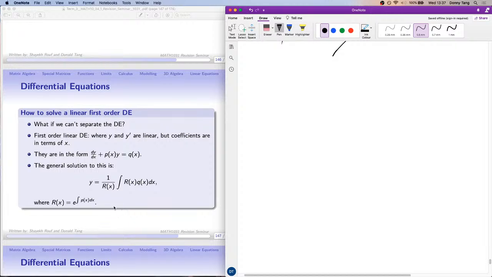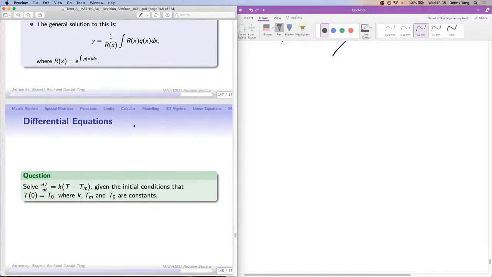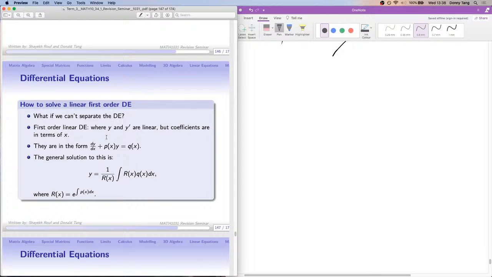How to solve a linear first order differential equation. What if we can't separate it? So this is when the first order DE comes in. This is when y and y dash are linear, but the coefficients are in terms of x. Basically we have coefficients of x here. This example is very convoluted actually. These are in the form, yeah.